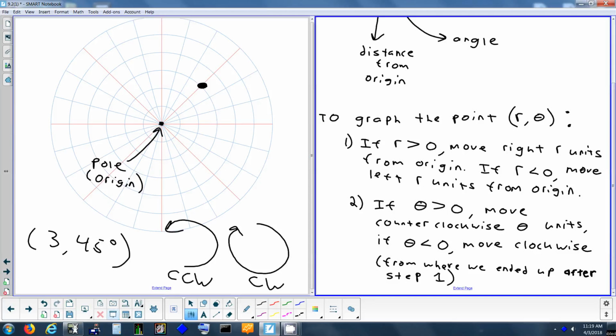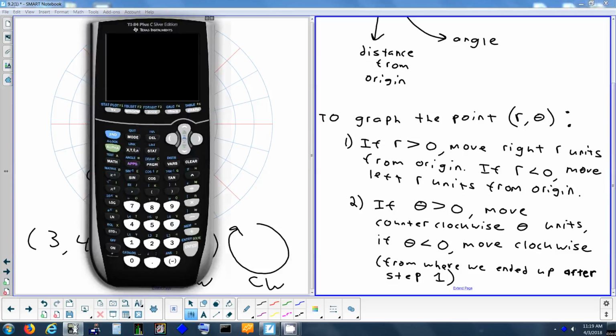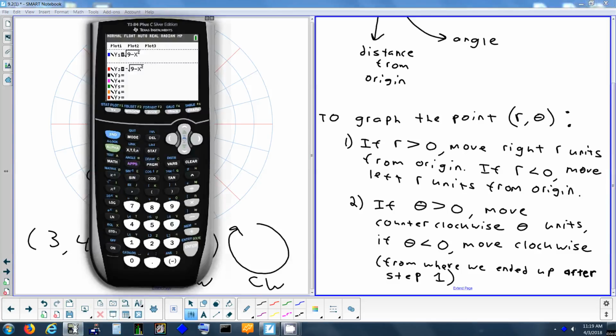Okay. And if you're wondering, can I graph a point on the calculator? No, not really. Any more than if I said to you, graph the point 2, 3. You can't really graph a single point on a calculator using this screen. Okay. Is there a way you could kind of do it? Yeah, but that's not really what we're going to do.